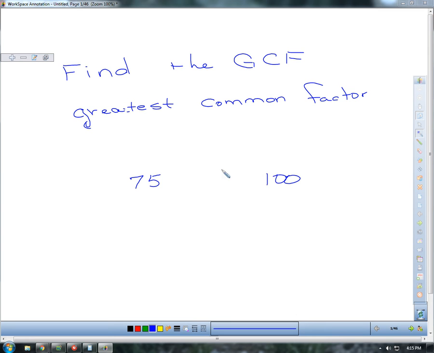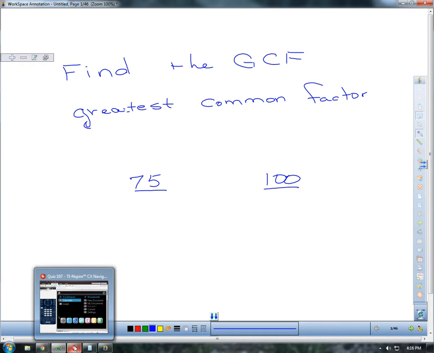Hello, algebra students. This is section 6.4 of what we did in class on Monday, January 11th, and we found the greatest common factor numbers I taught you to do by hand. I'm also going to teach you on the calculator.